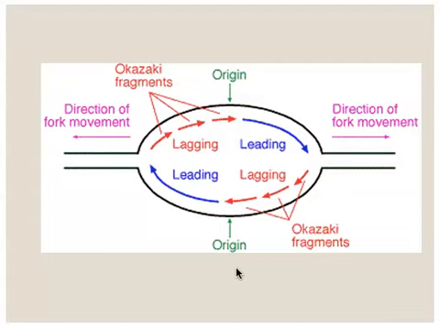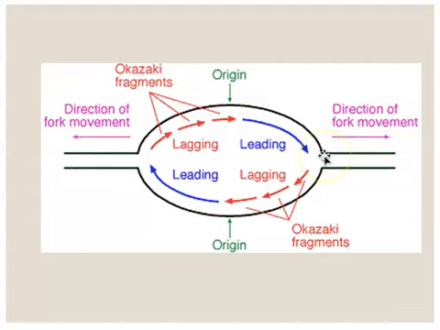DNA polymerase is going to use the old strands to make new strands. We're going to make a new strand here, and we're going to make a new strand here. And because the two old strands are anti-parallel to each other, one of the new strands will be made in one direction, and the other new strand will be made in the other direction.